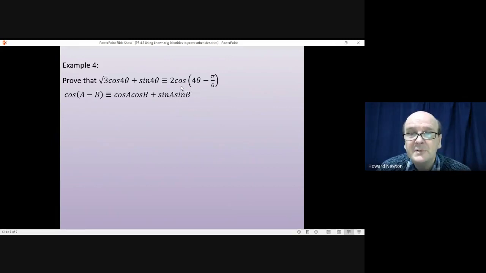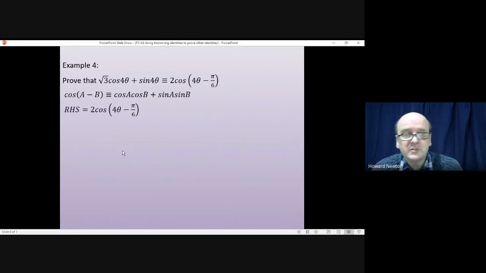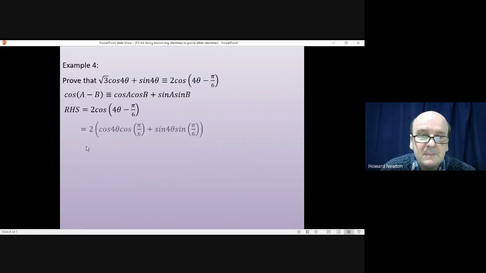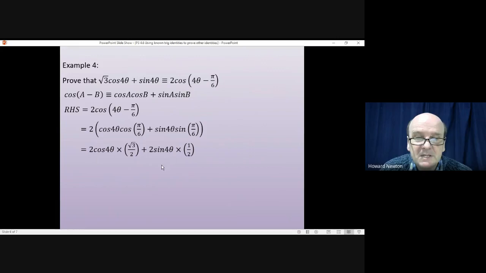It's a little bit easier if we start with the right-hand side and we change it until it becomes the left-hand side. So the right-hand side is 2 cos of 4 theta minus pi by 6. Using cos of A minus B, that splits up into 2 times cos 4 theta cos pi by 6 plus sine 4 theta sine pi by 6. These are exact values that we can find, the cosine of 30 degrees and the sine of 30 degrees. Cosine of 30 is root 3 over 2, the sine of 30 is a half, and I brought the 2 inside the brackets there.